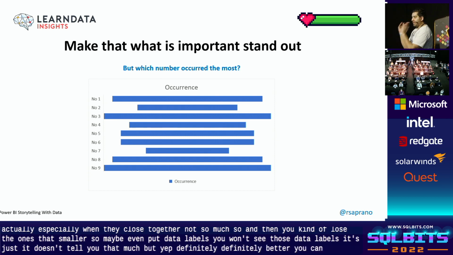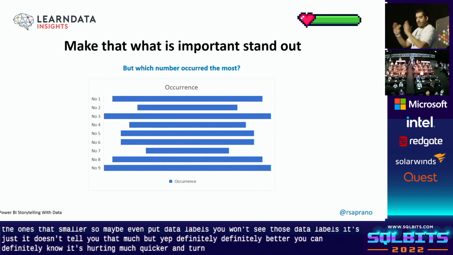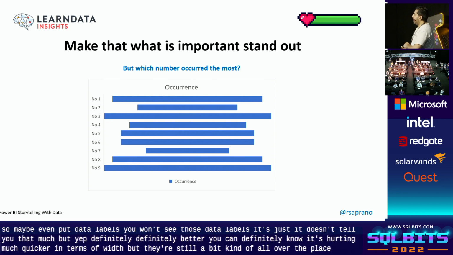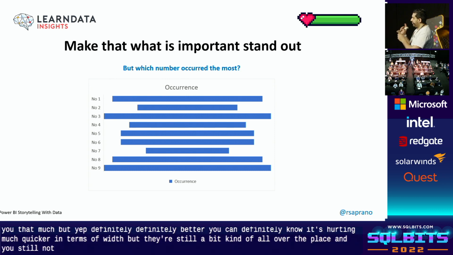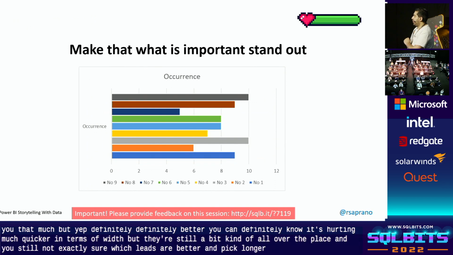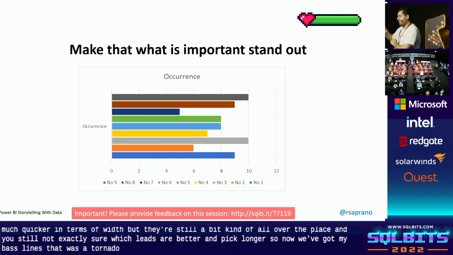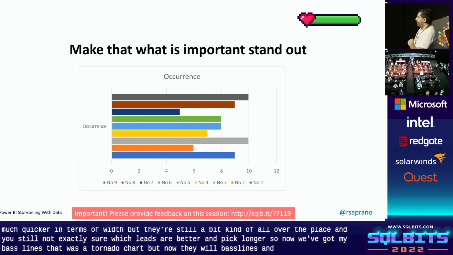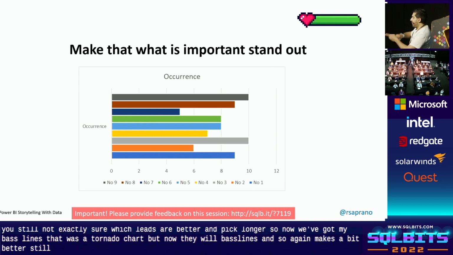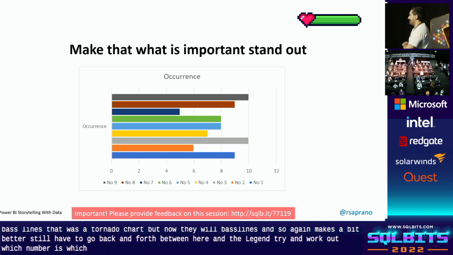You can definitely interpret it much quicker now in terms of width, but they're still a bit all over the place, and you're still not exactly sure which lengths are longer. So now we've got a baseline. That was a tornado chart, or maybe it's called a funnel, I think, in Power BI. Now they're all baselined, which again makes it a bit better. Still, you're going to have to go back and forth between here and the legend to work out which number is which, which is not great.